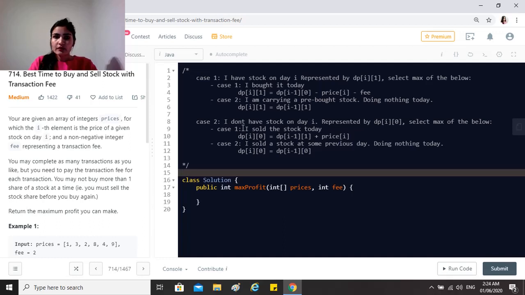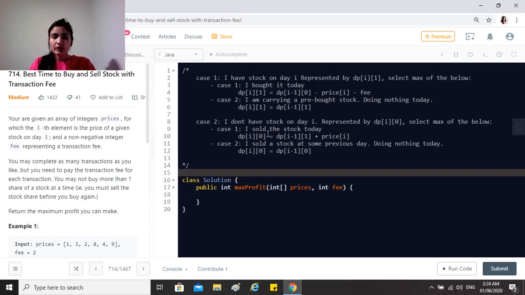Talking about case 2, when I don't have any stock on day i. If I don't have any stock, there are two possibilities: either I sold the stock today, or I'm just carrying forward a pre-state of having nothing, so I'm not doing anything today either.